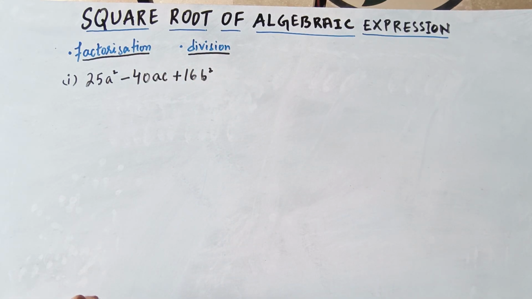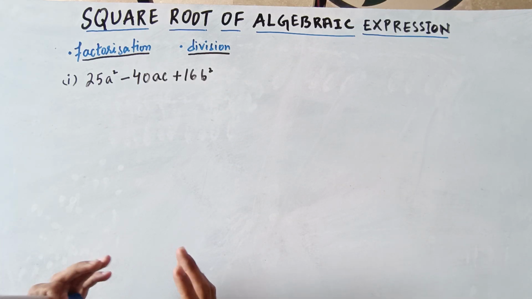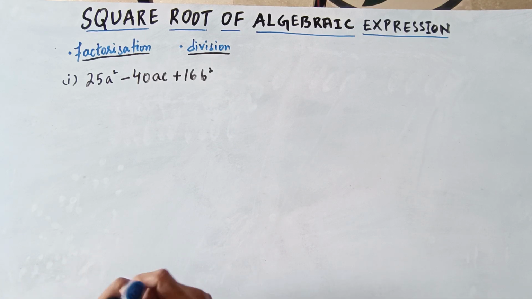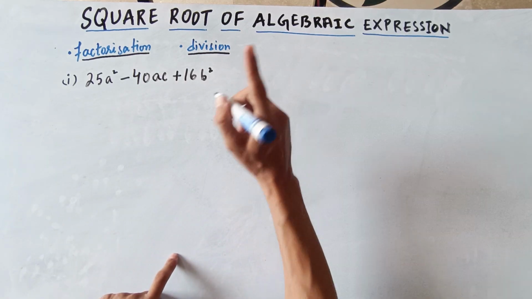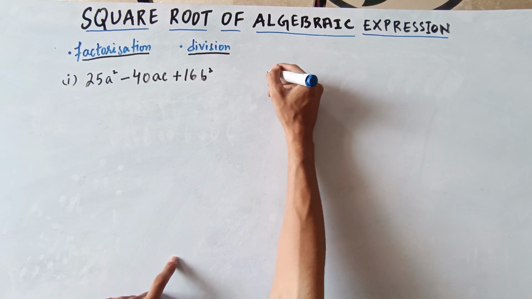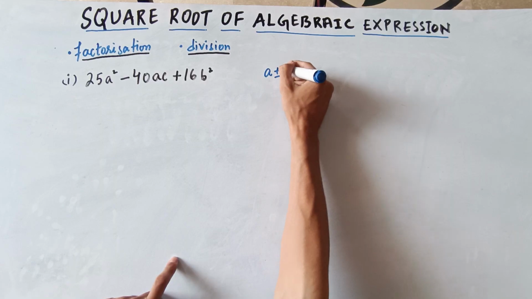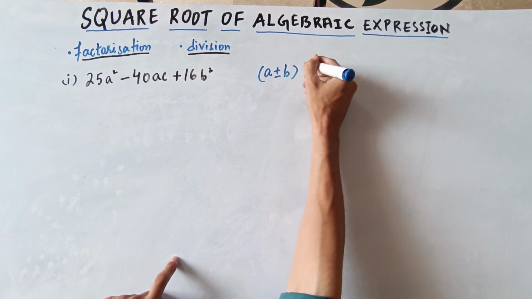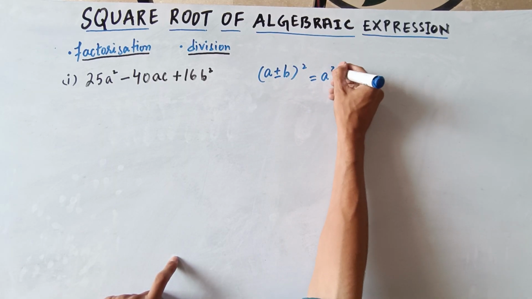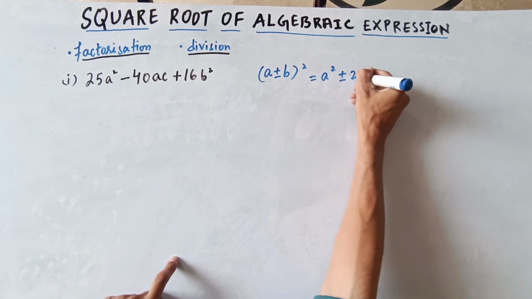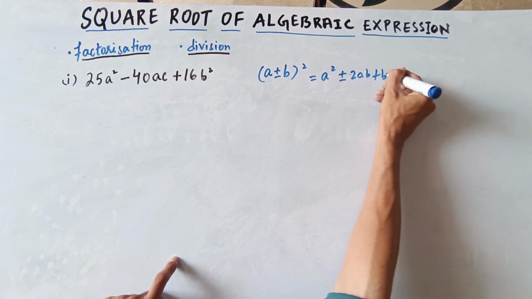If you want to do this particular question by using the factorization method, first of all you need to understand that in the factorization method this identity is very important. If you remember the perfect square identity, that (a plus or minus b) whole square is equal to a square plus minus 2ab plus b square.